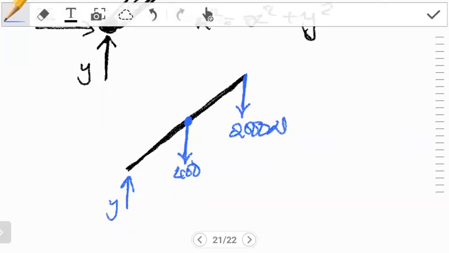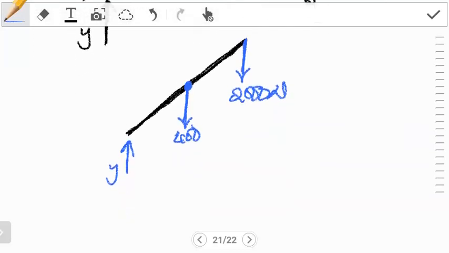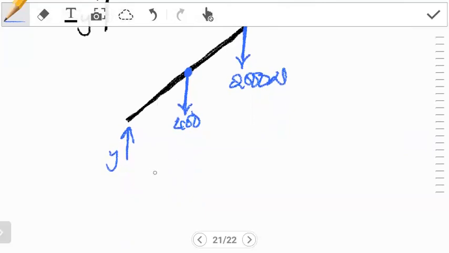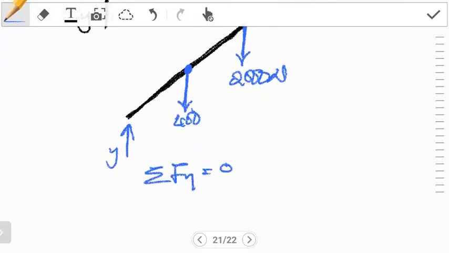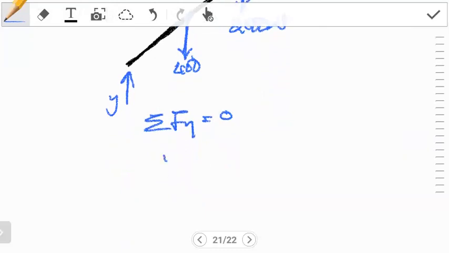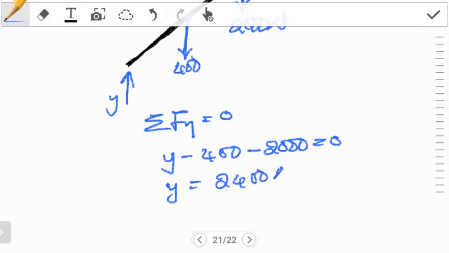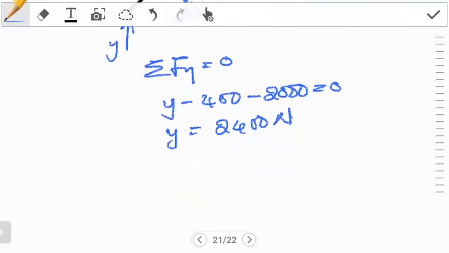These are the three forces which are acting in the y-axis. So now when we sum the forces in the y, they should equate to 0. This implies that we have y going up positive, minus 400 going down negative, then 2000 going down negative. It should give us 0, implying that the force in the y we're looking for gives us 2400 newtons.